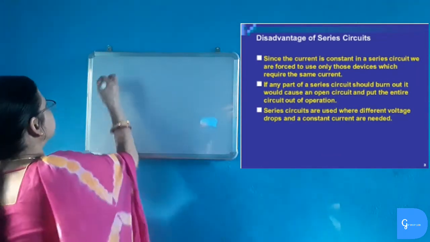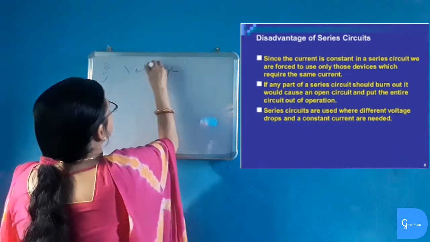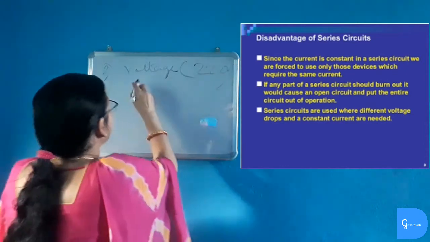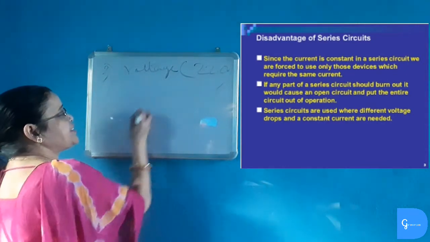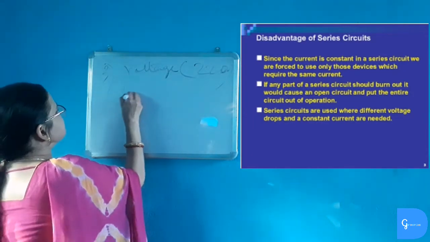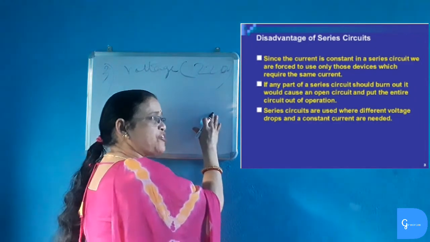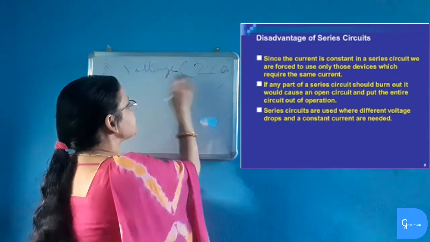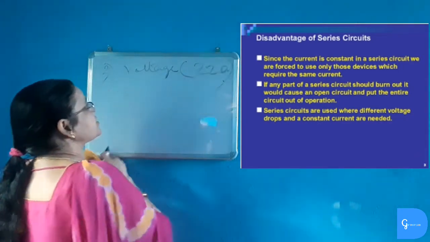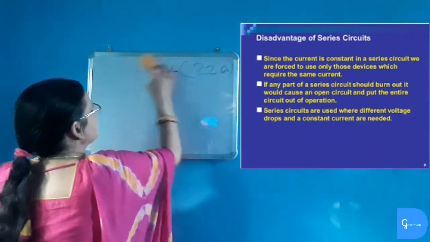Another disadvantage is about the voltage we get in a series circuit. What is the voltage of our house? 220 volt. The voltage which we get in a series circuit is less than 220 volt. So what happens? The bulbs glow less brightly and do not get a sufficient amount of current in the series connection. So this is the disadvantage, as they are not getting sufficient voltage. 220 is not received, so the bulbs glow less brightly here.